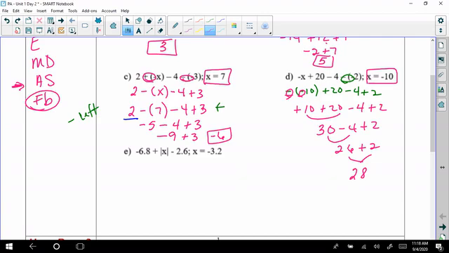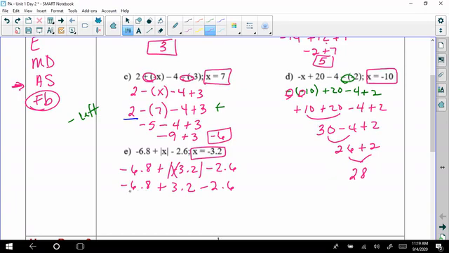Now the next set, number E, has that absolute value in there. And remember from yesterday, absolute value means no sign. It's actually like strips the sign. So this is going to be a negative 6.8 plus the absolute value of negative 3.2 minus 2.6, because this is my x value. Now I'm going to take the absolute value of that negative 3.2, which is going to be negative 6.8 plus 3.2, because it's going to just strip that sign, and then minus 2.6.